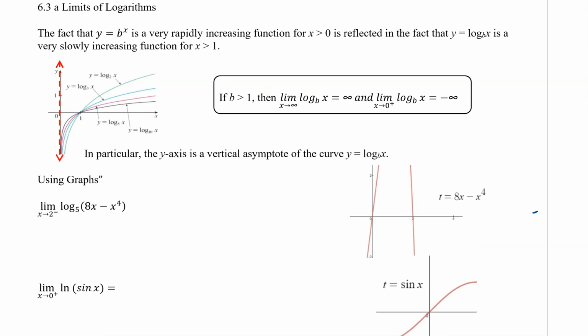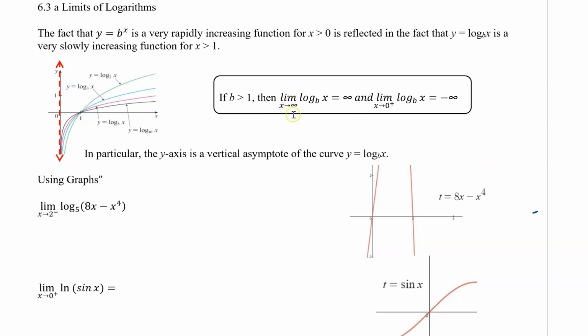Okay, so this video is limits of logarithms. And so we have two limits that we're going to be looking at. With our logarithm graphs that are here, I have a bunch of them here, you can see that we have a vertical asymptote at 0. So we can either approach that 0 from the right, or we can go off to infinity. So those are the two limits that we're going to look at.